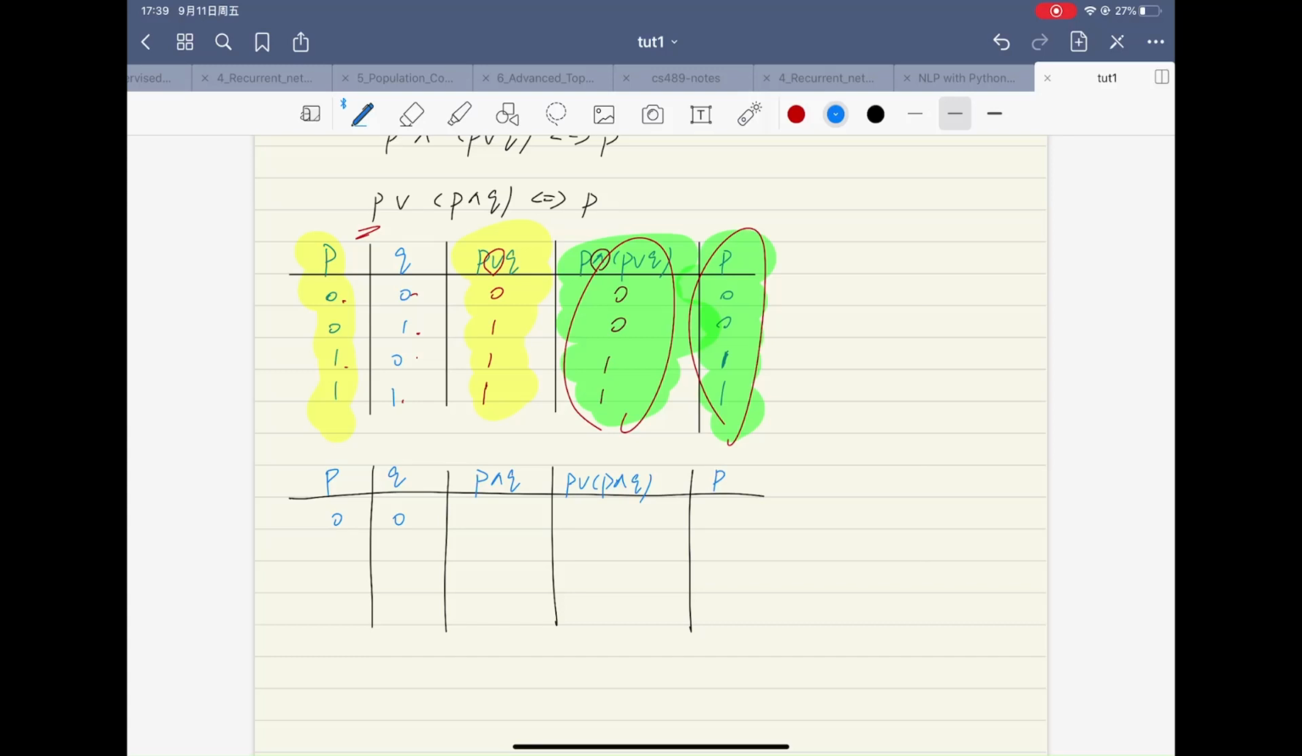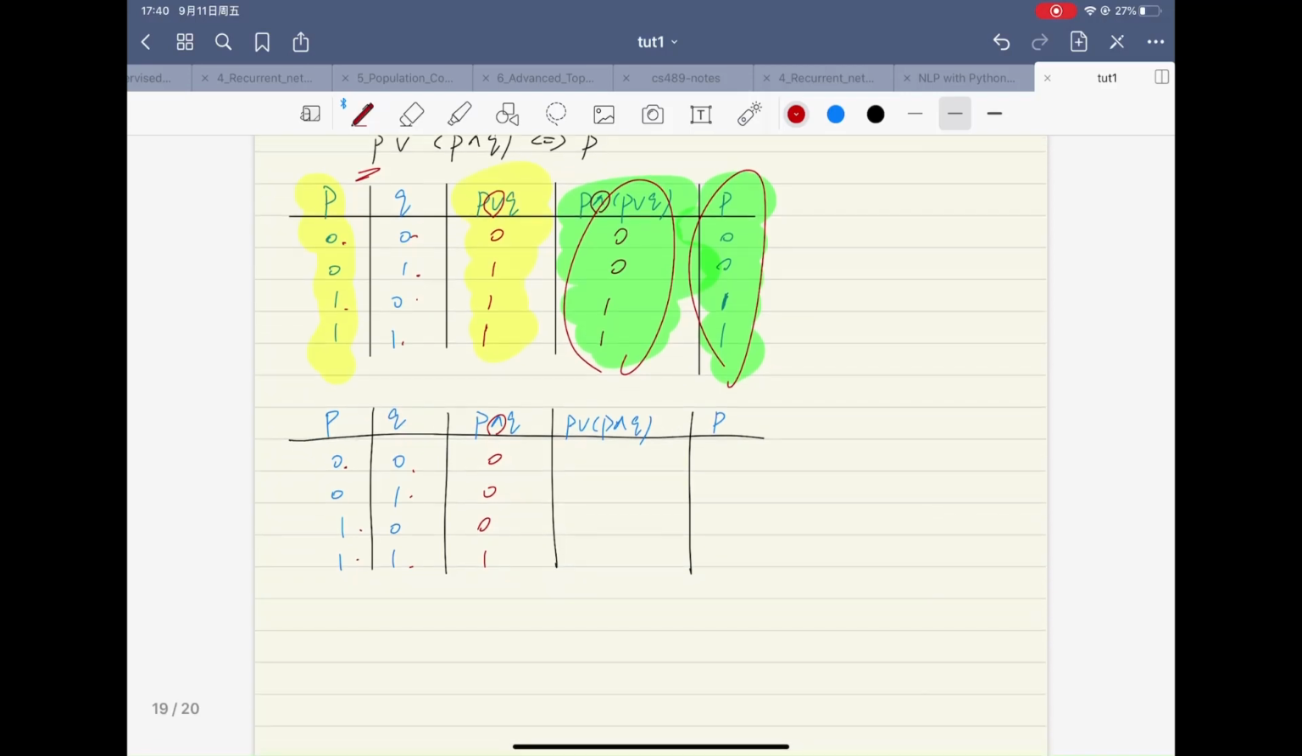False, false, false, true, true, false, true, true. It's conjunction, so we want to look for the false. If there is any false, then the output should be false. The false, false, false, true. And we have the Q, and P. Where's the disjunction?